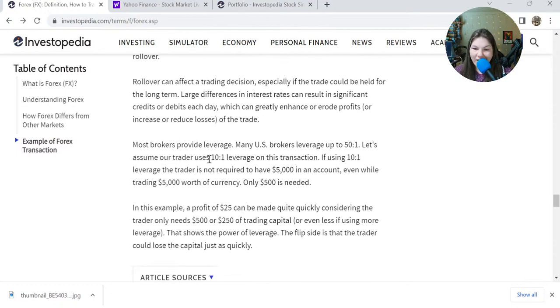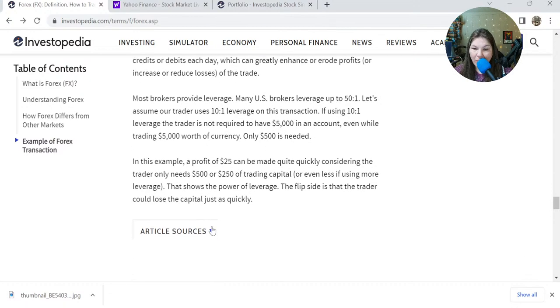Most brokers provide leverage. Many U.S. brokers offer leverage up to 50 to 1. Let's assume our trader uses 10 to 1 leverage. If using 10 to 1 leverage, the trader is not required to have $5,000 in the account. Even while trading $5,000 worth of currency, only $500 is needed.